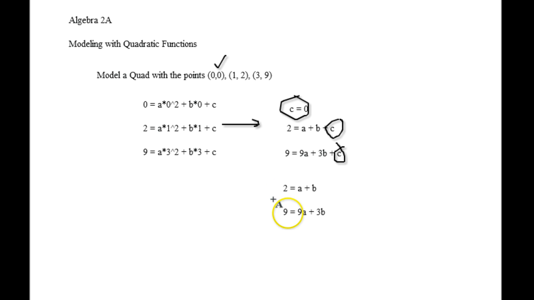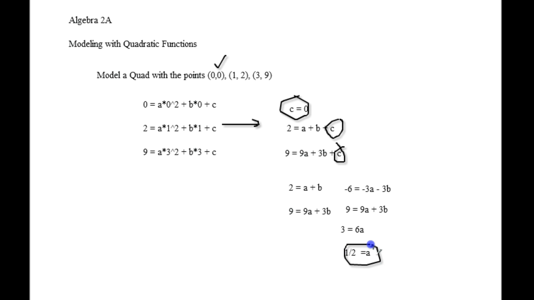So I would probably use elimination to get rid of the b's first here. I'd multiply this top one by -3, so that would get me -6 equals -3a minus 3b. And then I take the other equation, 9 equals 9a plus 3b. When I add these two equations together, I'm going to get 3 equals 6a. Which means that if I divide both sides by 6, I'm going to get 1/2. So 1/2 equals a.